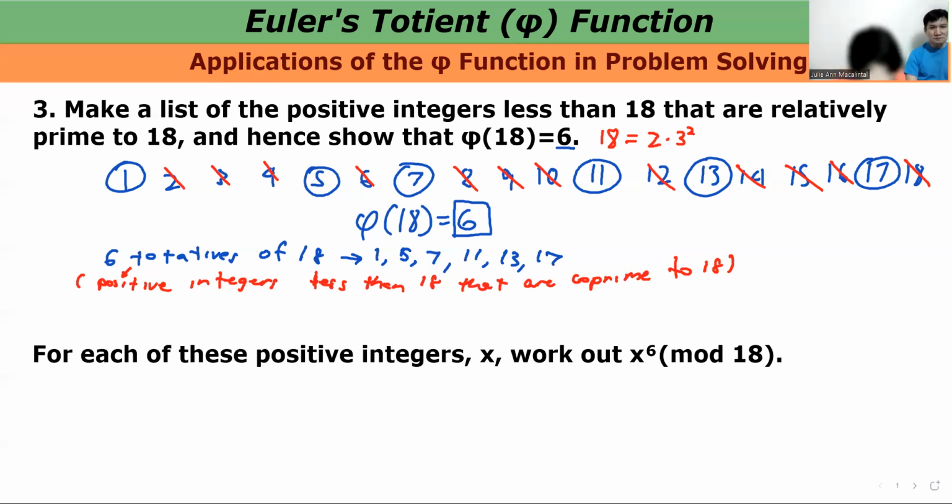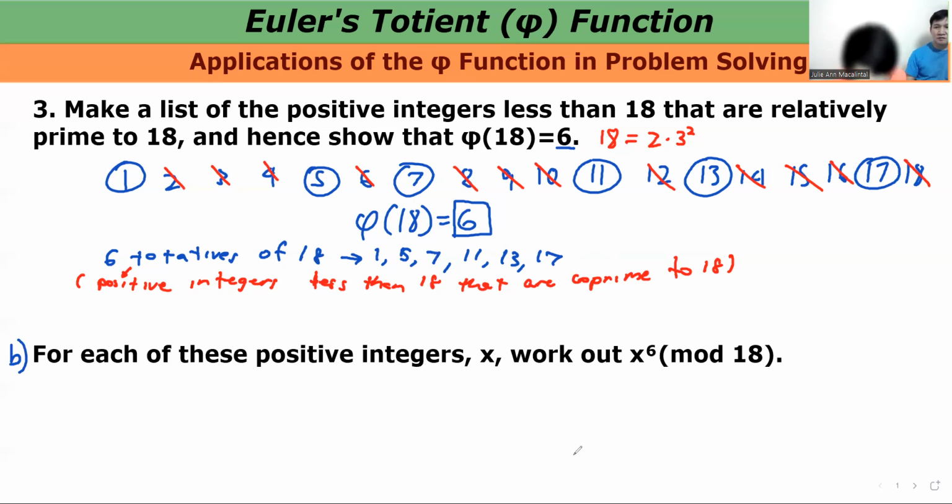So now we have a sub question for B. Yes, you can put this B. For B, for each of these positive integers x, work out x to the power 6 modulo 18. And just like everything, we once again do it the hard way. We will try each of them. There are only 6 anyway, so we just have to try 6 powers of 6.